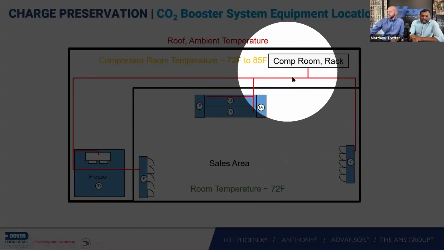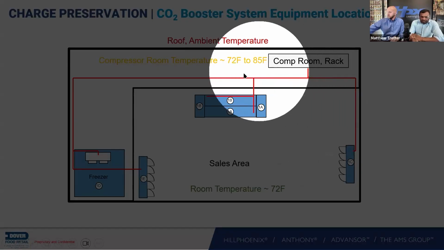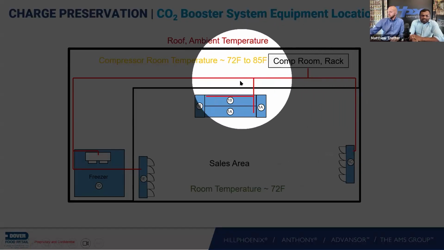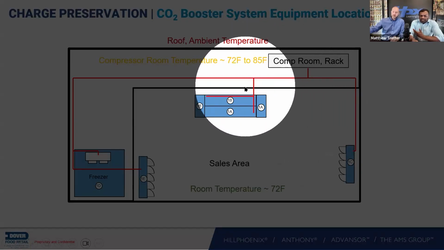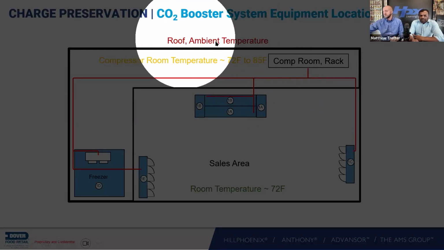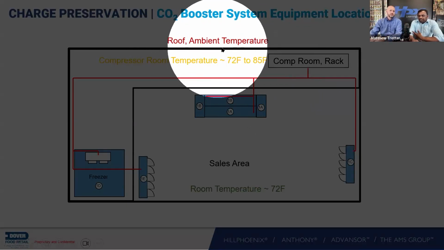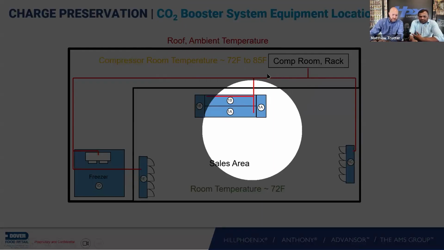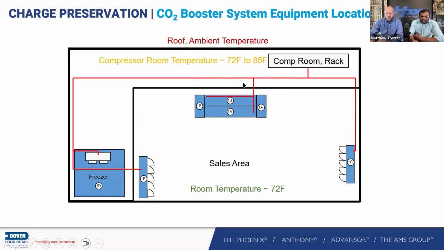And then you may have a rack inside a machine room. The machine room temperature can be like 72 to 85, even a little bit higher based on how the ventilation is provided. And then the ambient will be like room temperature. I mean, the ambient temperature on the roof will be different than whatever we have here. So this is the equipment location if it is indoor.